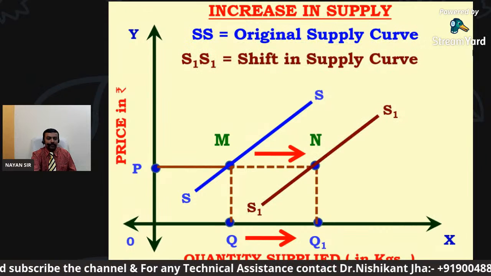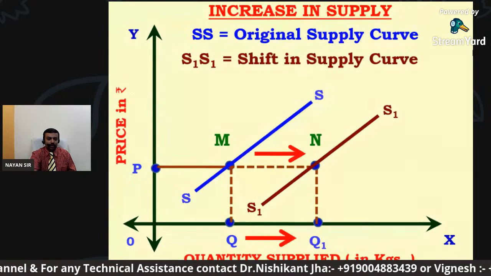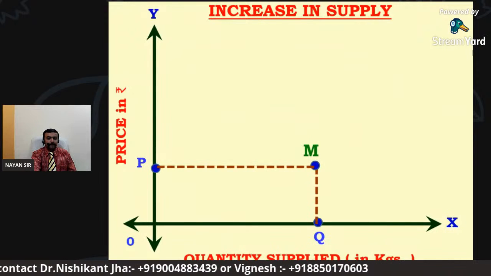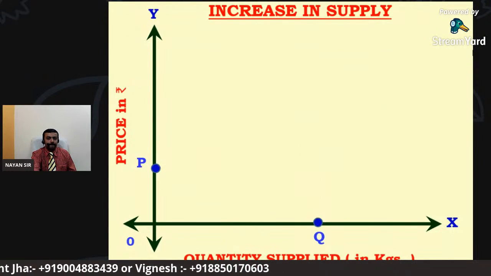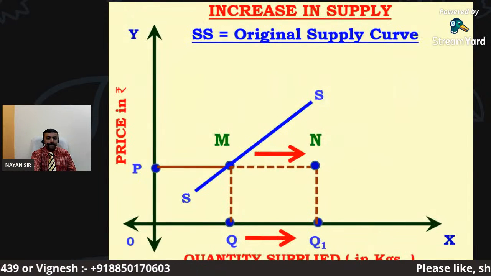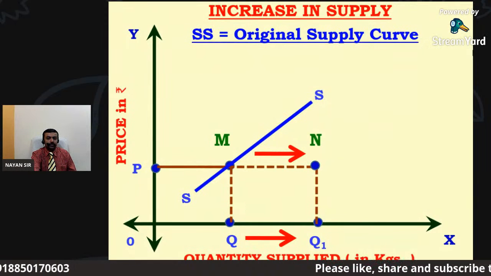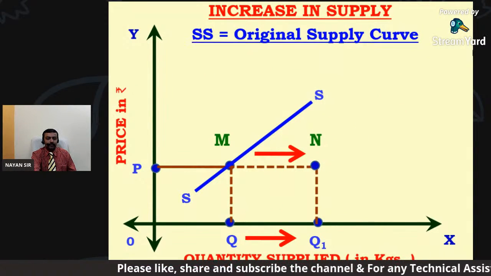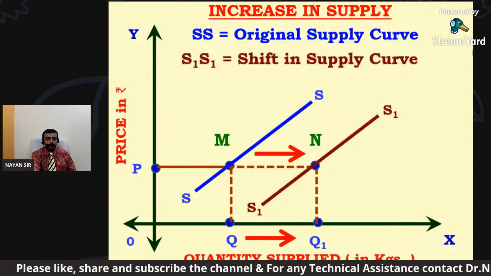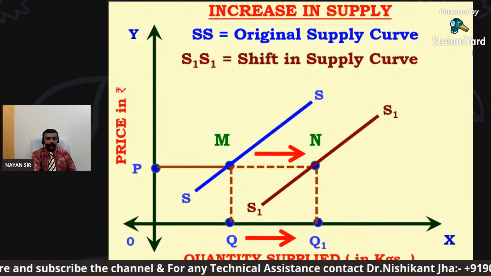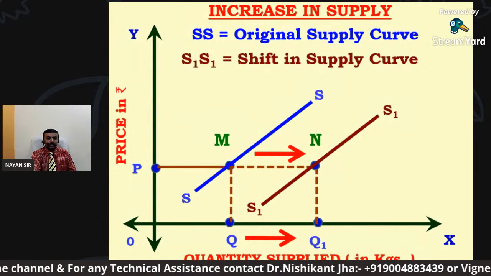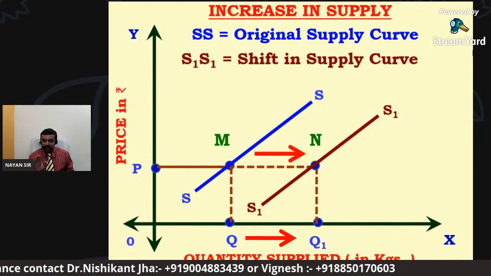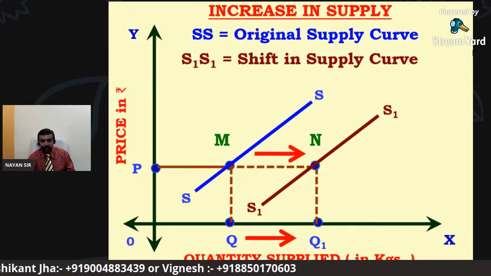Now there will be S1. There will be a shift in the supply curve. Shift in the supply curve, friends. So on your screen, you can see that SS is the original supply curve. S1 is the shifted supply curve.